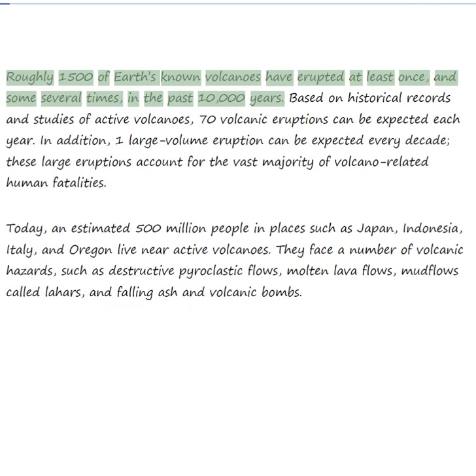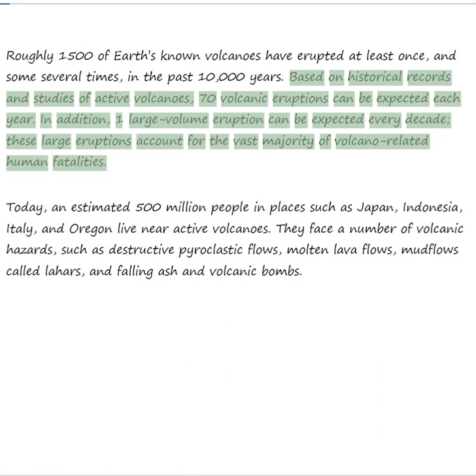Roughly 1,500 of Earth's known volcanoes have erupted at least once, and some several times, in the past 10,000 years. Based on historical records and studies of active volcanoes, 70 volcanic eruptions can be expected each year. In addition, one large volume eruption can be expected every decade. These large eruptions account for the vast majority of volcano-related human fatalities.